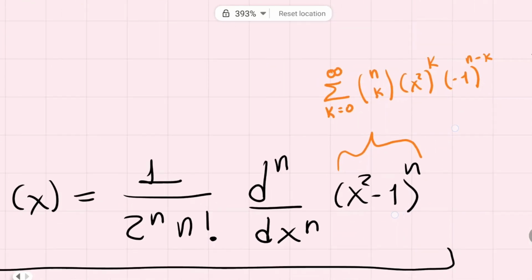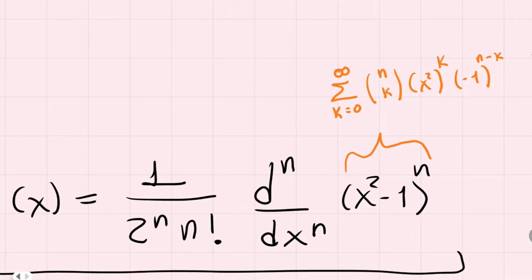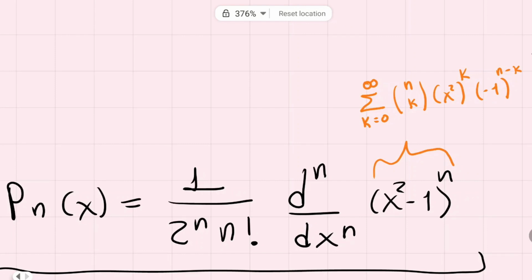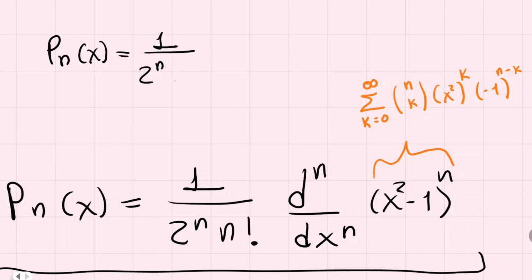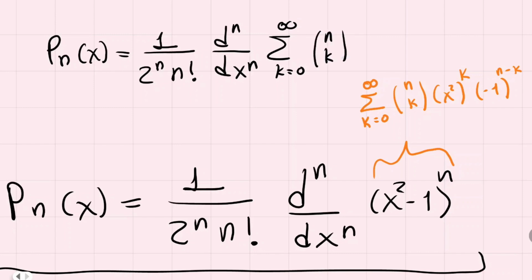So we are going to rewrite the expression of the Legendre polynomials in terms of the sum. We are going to get that Pn of x is going to be equal to 1 over 2 to the n times n factorial times the nth derivative with respect to x of the sum from k equals 0 to infinity of n choose k times x squared to the kth power times negative 1 to the n minus k power.